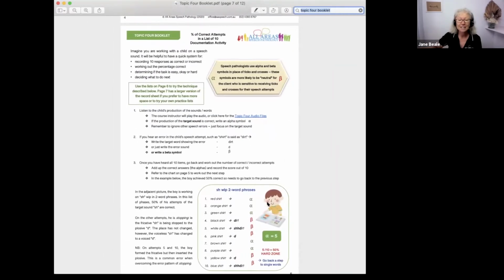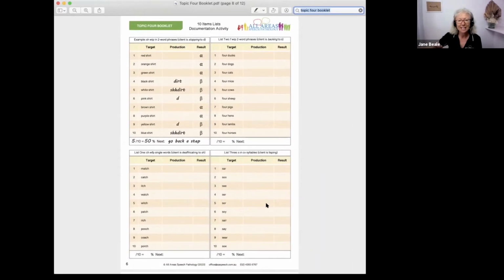We're going to listen to some productions of words and see if we can actually start to hear the errors and to write down when the sound is correct or when it's an error. So here on page 6, we'll be trying that activity of listing down what we can hear.